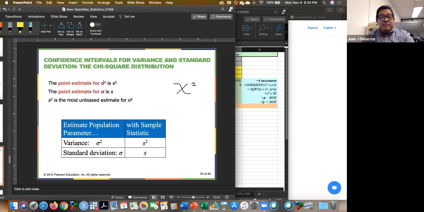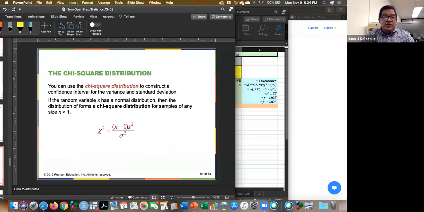We can use the sample variance as the point estimate for the population variance, and the sample standard deviation as the point estimate for the population standard deviation. We know that S squared, the sample variance, is an unbiased estimate for the population variance. So we have this here, and we're going to continue.